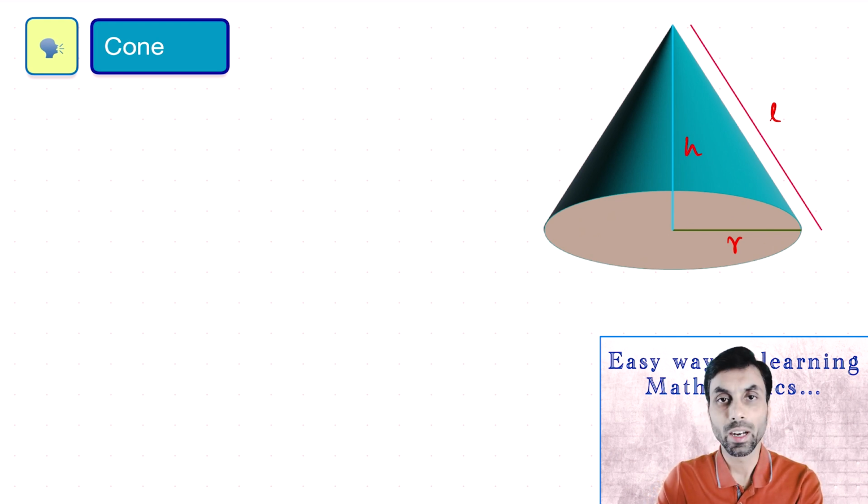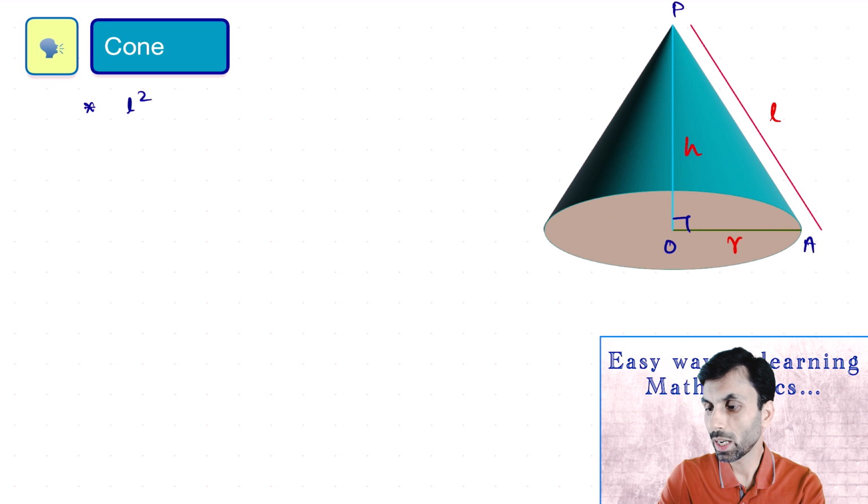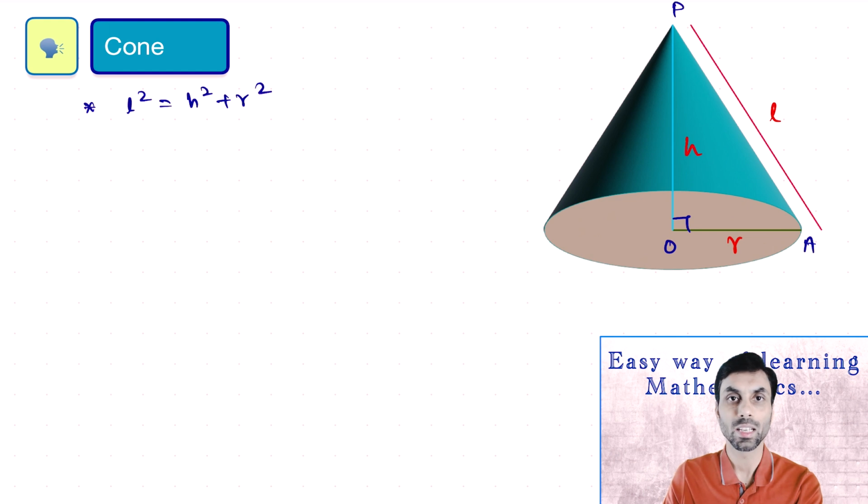So when we talk about the relationship between L, R and H, as it is forming a right angle, one more thing we need to remember here is that we'll be talking about the right circular cone or right circular cylinder. That means the angle between height and the radius is 90 degrees. So here, when we see P, O and this point as A, then POA is a right angle triangle. When we use the Pythagoras theorem, we'll get the first relation as L square equals H square plus R square, which can also be written as L equals square root of H square plus R square.